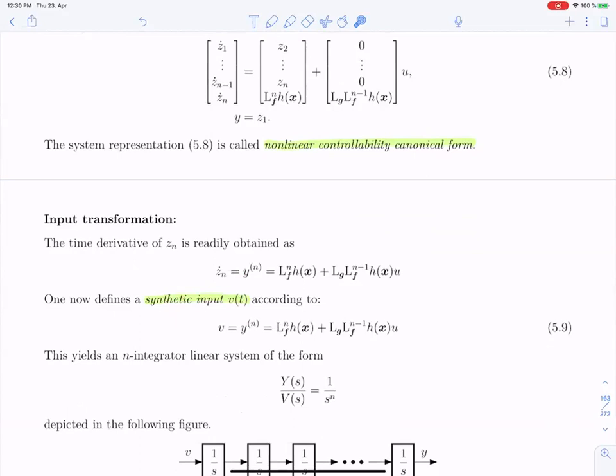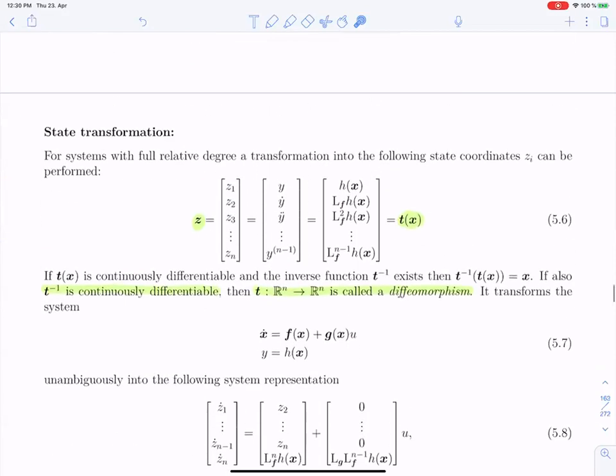It's pretty much the same as we did with this introductory example. We just take the highest derivative of the output, which is this one, and we say this is our new synthetic input. And of course, this is equal to this equation here. So just to sum this up, I think this is the most complicated part of this chapter, and you have to understand that everything else is pretty much easy. Let's just recap it.